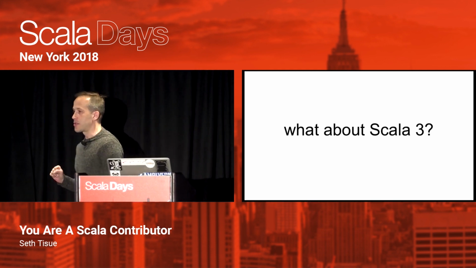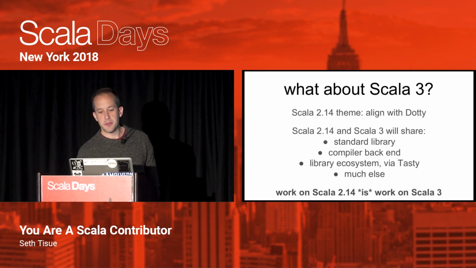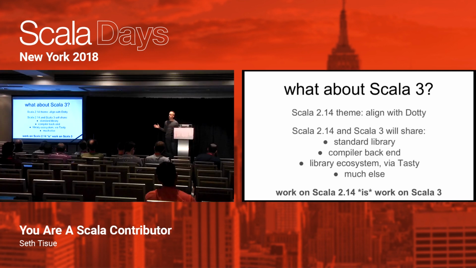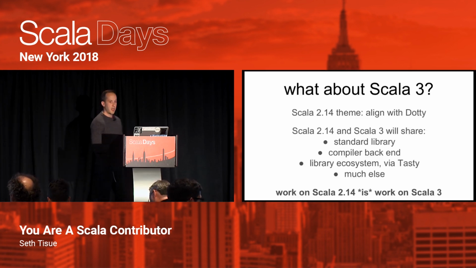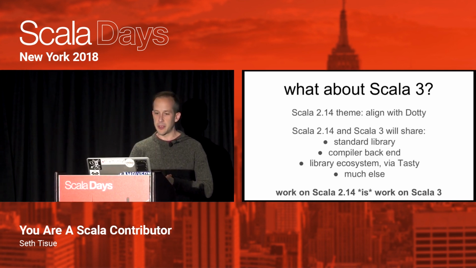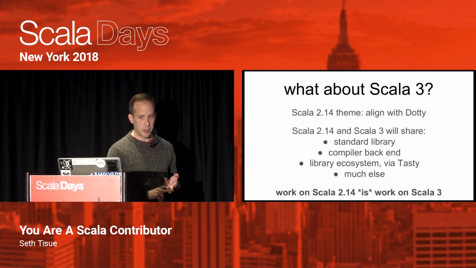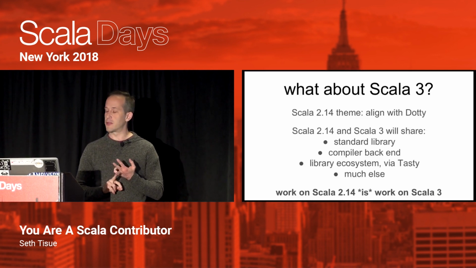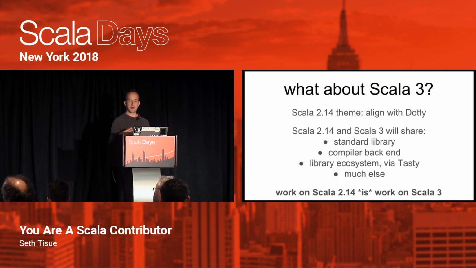So far I've been talking exclusively about Scala 2. You may be wondering, well, what about Scala 3? I'll start by answering that question by emphasizing that Scala 2 and Scala 3 are not divergent projects. Once we finish up with Scala 2.13 and ship it later this year, the theme of the Scala 2.14 release is going to be alignment with Dotty, preparation for Scala 3. Scala 2.14 and Scala 3 will share the same standard library, the same compiler backend, the same library ecosystem. Thanks to Tasty, it is going to be possible for Scala 3 to use Scala 2 compiled jars that have Tasty in them. There's a lot of shared stuff.